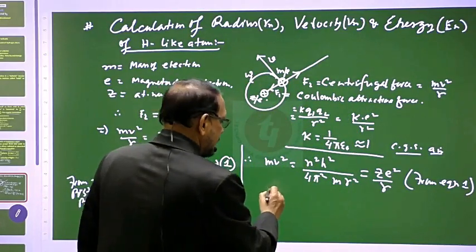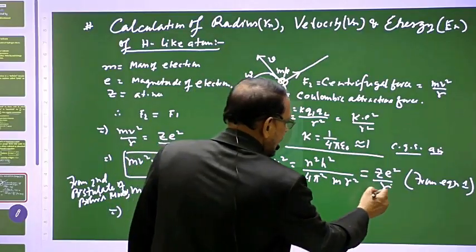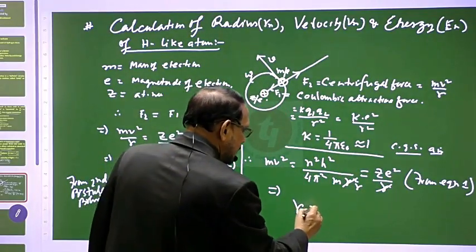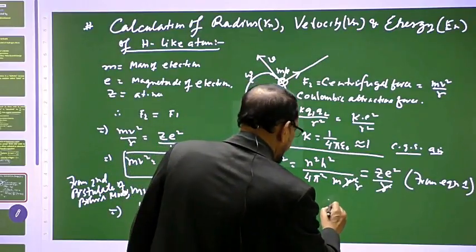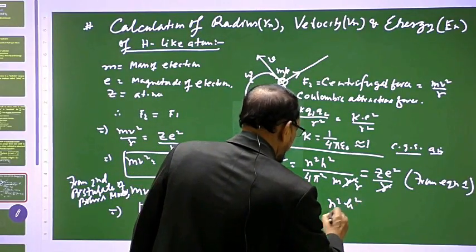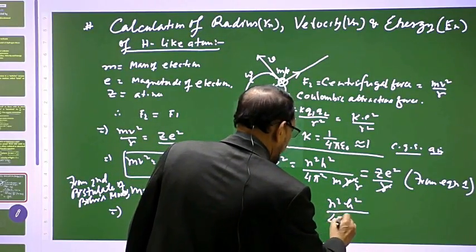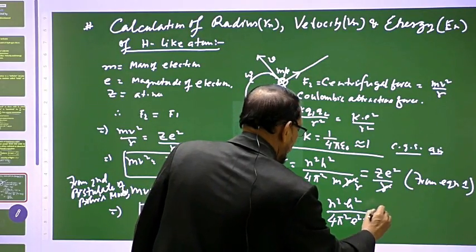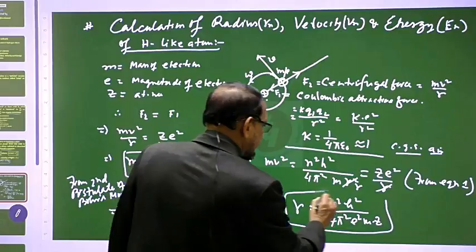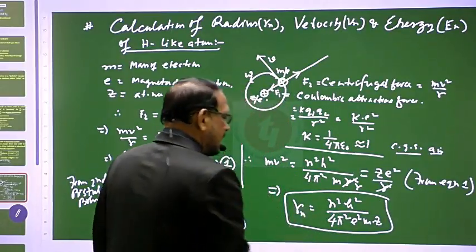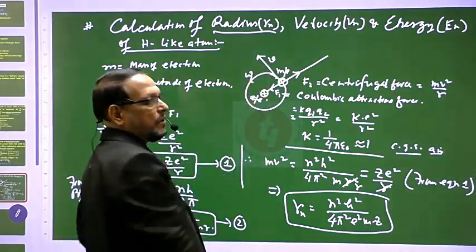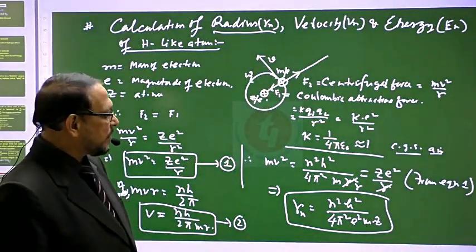Now we can write from these equations, r and r cancel out. Now we can write directly r is equal to n square h square by 4 pi square e square m into Z. I hope the expression is clear. It is the r n, the expression for the radius, which is our objective to find out.